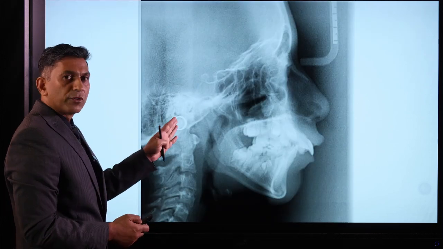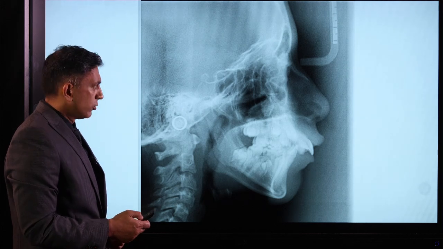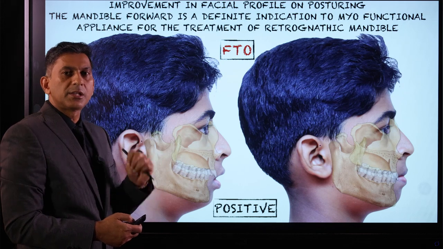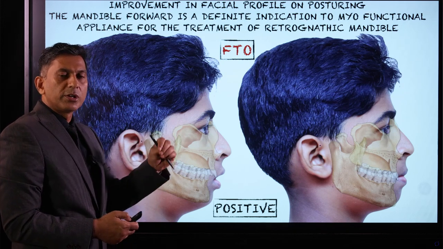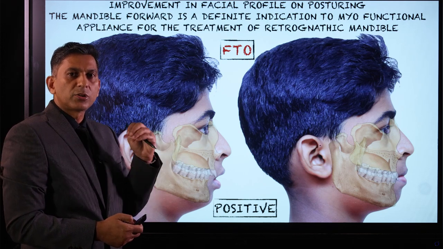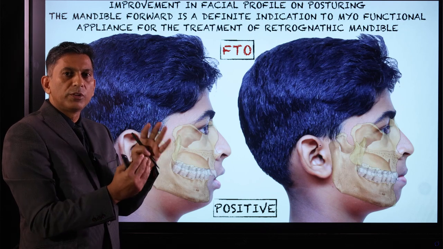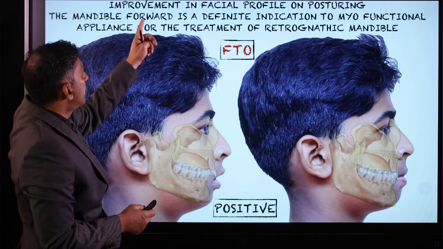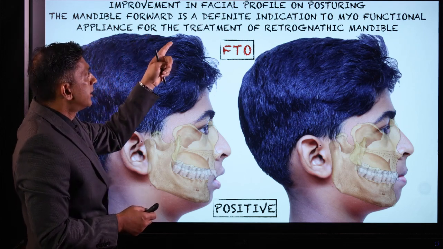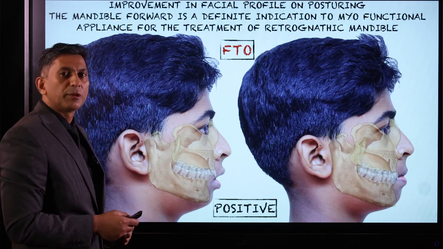One of the common supplemental diagnostic aids is lateral cephalogram. Also, we come across FTO, functional treatment objective, as another supplemental diagnostic aid. What is functional treatment objective? When we ask the patient to stand in natural head position and slowly advance the mandible either to edge to edge or with 1 mm overjet, there will be an improvement in facial profile on posturing the mandible forward, a definite indication for a myofunctional appliance for the treatment of retrognathic mandible.